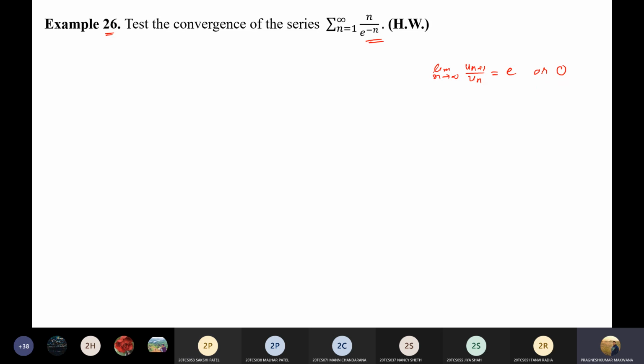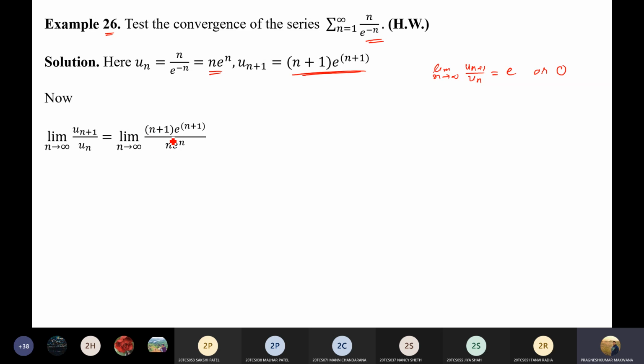So verify everyone. Now let us see here. u(n) is equal to n upon e raised to minus n, so you can rewrite this one as n e raised to n. Now what is u(n+1)? That is (n plus 1) e raised to n plus 1. Now find out the limit.